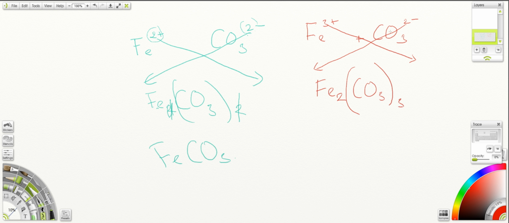So guys, remember what this means is you've got 1 carbon, 3 oxygens, and it has an overall charge of 2 minus. So we've got our positive cation, our negative anion, forming a neutral compound. Very important that you can state that, okay?